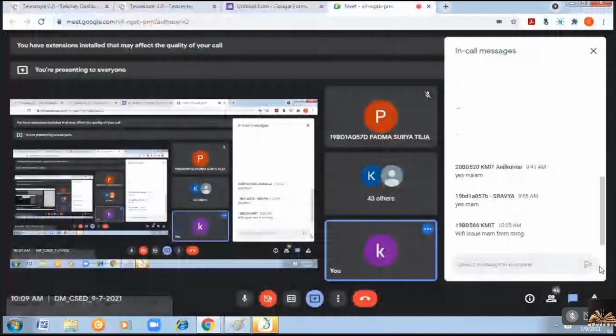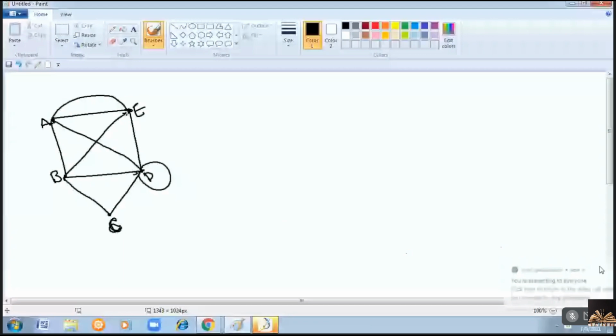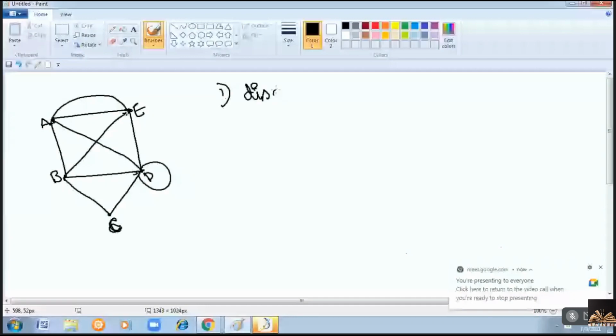So what is the first step? First, you need to check whether it is disconnected. Is it a disconnected graph? No. Why? Because from A you can reach B, C, D, and E. All other vertices in the graph can be reached from A. Therefore, it is not a disconnected graph.